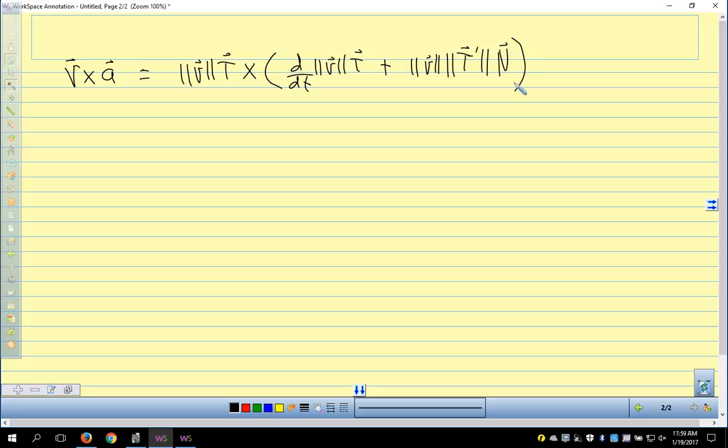And now we're going to follow the same procedure. We're going to do this cross product. And if we look at this cross product, we might be able to start seeing ahead of time what's going to happen. So we're going to get magnitude of v times the derivative of the magnitude of v times T cross T.